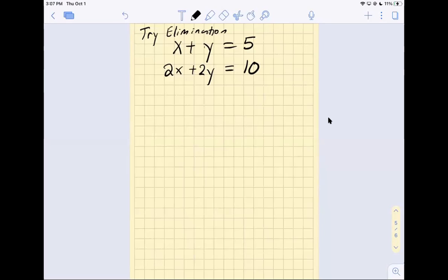So multiply by -2 to cancel the x, so that'd be minus 2x, minus 2y equals minus 10. I like to put a bar, to remind myself that I'm combining them. And then what do you get on both sides? 0. Yeah, you get 0 equals 0.